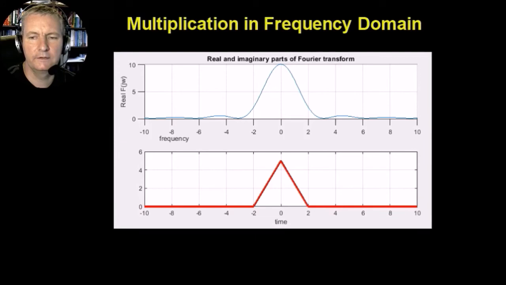So we can see that if we had a triangular wave in the time domain, when we find the Fourier transform of it, we get this sinc squared function. So that's as we expected to see from the previous slide. So let's have a wee look at this in MATLAB.